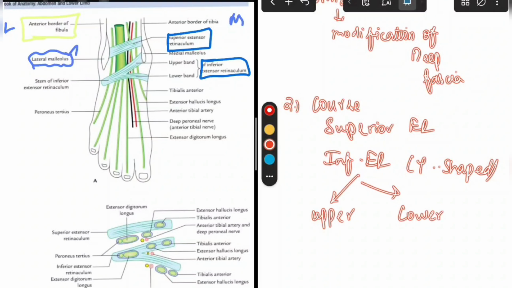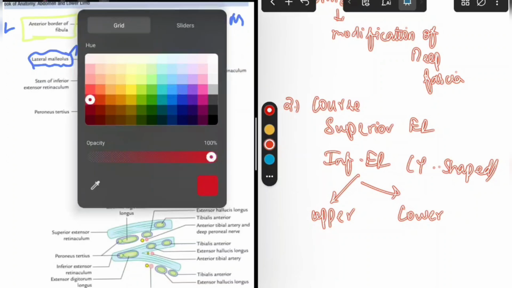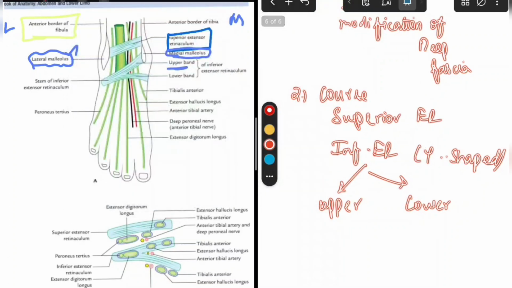Now let us see it clearly. The upper band is attached to the medial malleolus of the tibia, which I am marking here. So the upper band, particularly the upper part, is attached to the medial malleolus. Now the lower band.